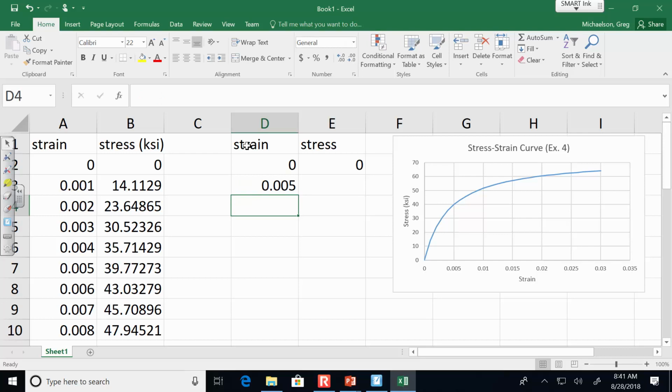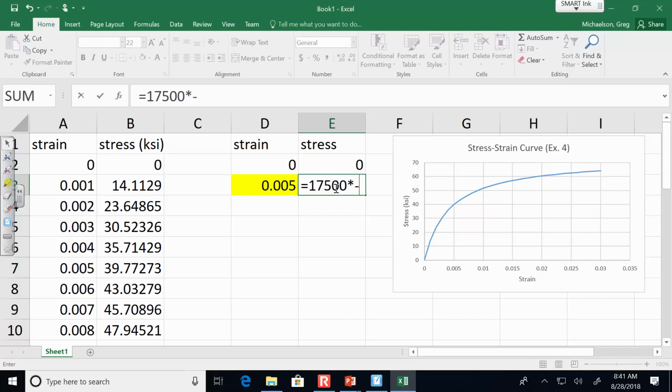You're going to see it doesn't really matter what value we pick here. Let me highlight this. I want to determine what the linear relationship would be. So what did we say the slope of the line was? What did we say, 17,500? So times that. Whatever this is. Watch this.